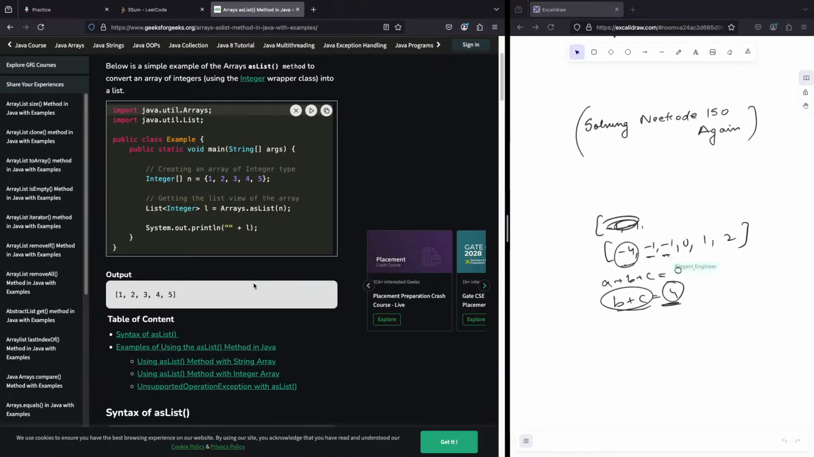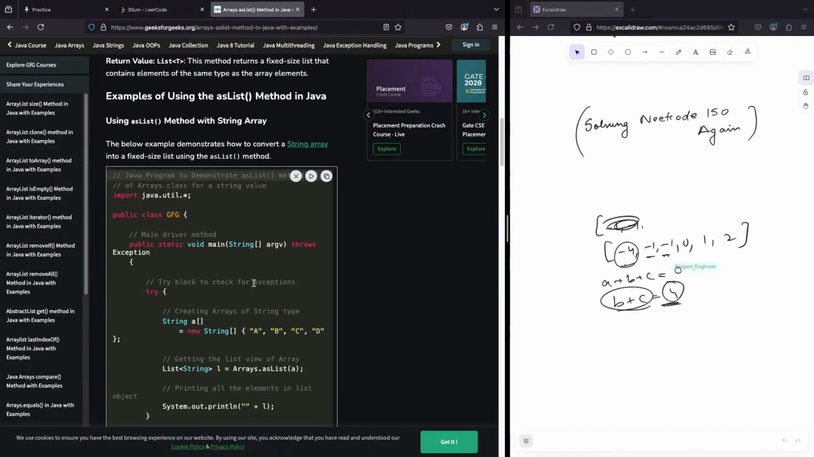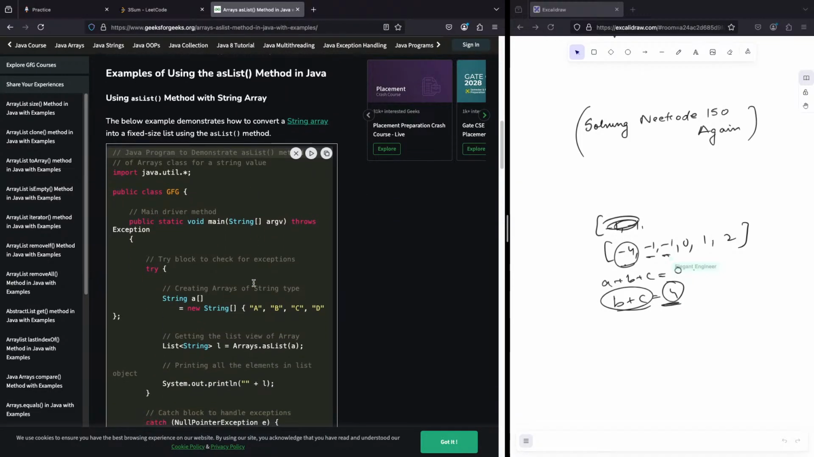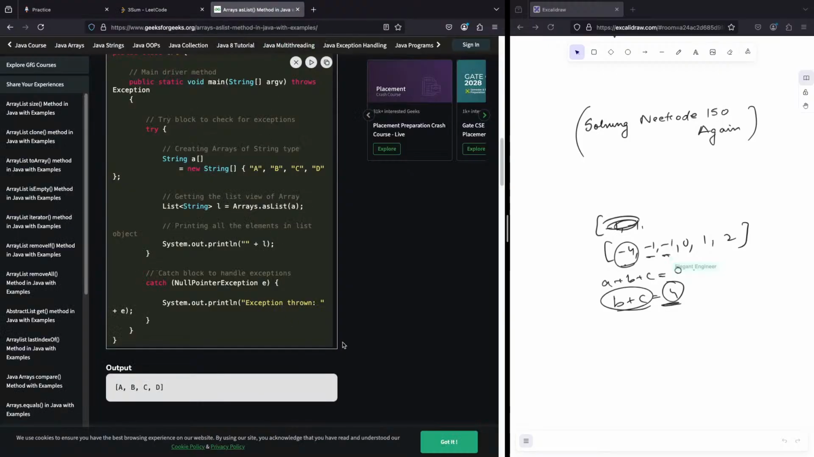Arrays dot asList. Why is it not working in one go? For some reason, it is not working. Arrays dot asList should work. Okay, then I'll answer your question.